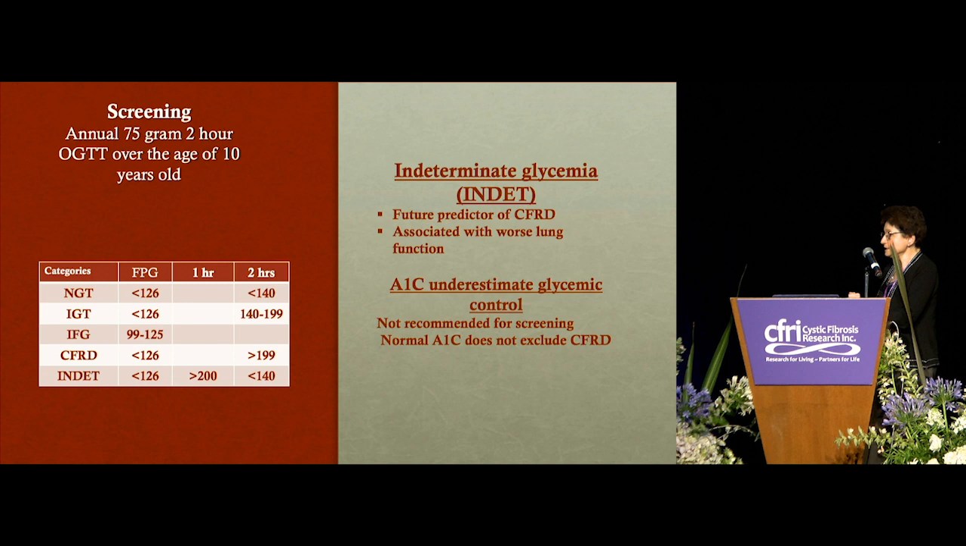What are the criteria for the diagnosis? Normal glucose tolerance is a fasting blood sugar less than 126 and a 2-hour value less than 140. For impaired glucose tolerance, fasting is less than 126 and the 2-hour blood glucose is between 140 and 199.